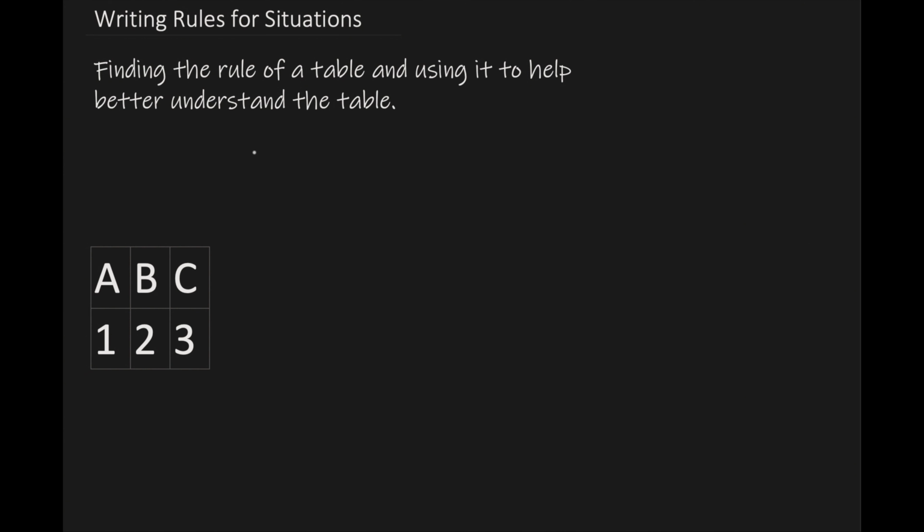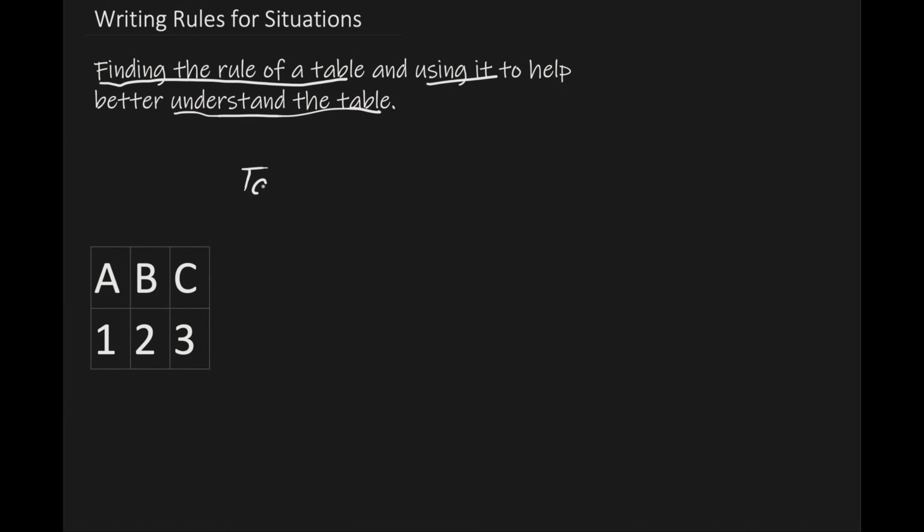Sal here. Today we're going to be talking about writing rules for situations. Our objective for today will be finding the rule of a table and using it to help better understand the table. So that part's important. The goal of today is to understand the table using the rule. We have two parts to today's lesson.